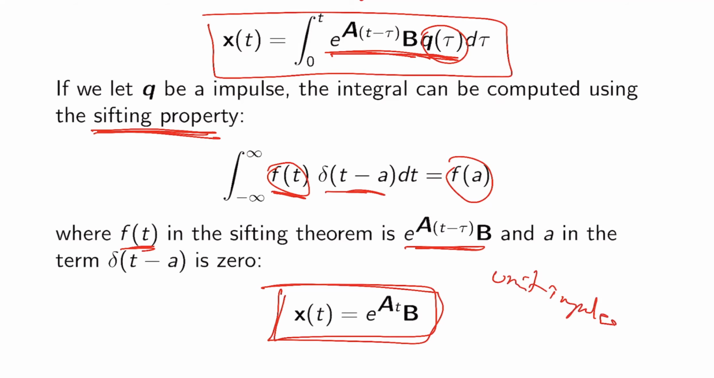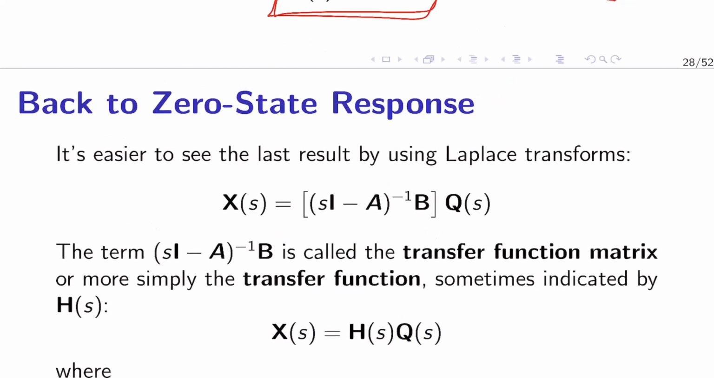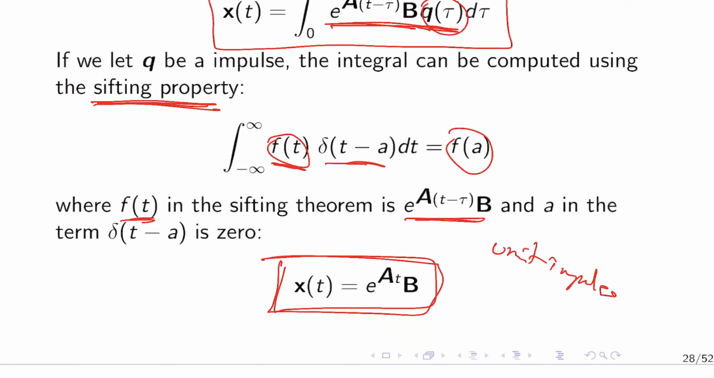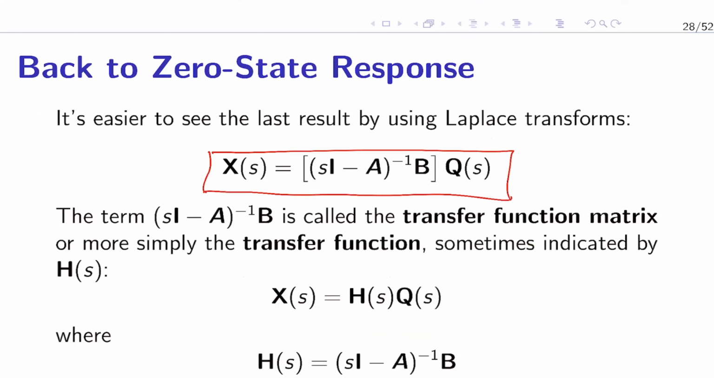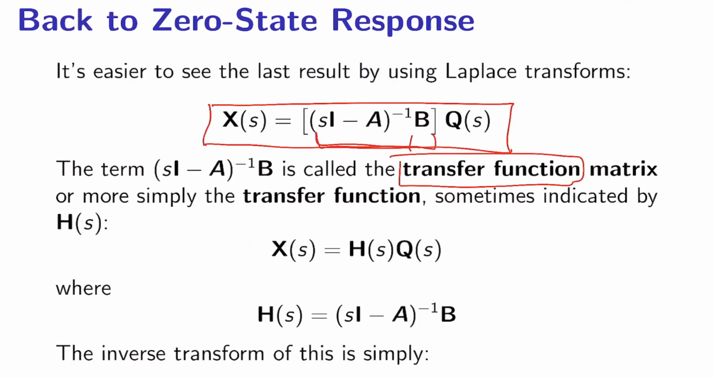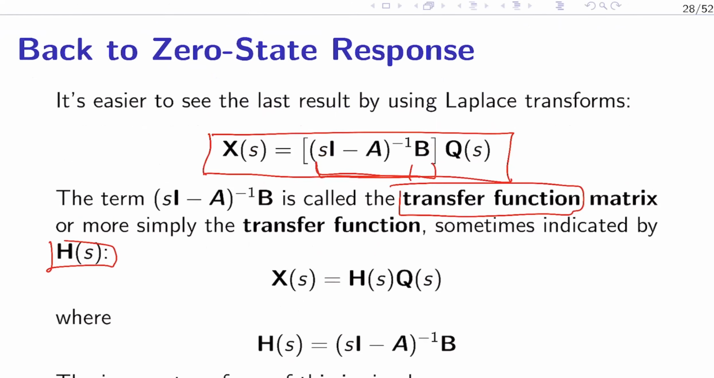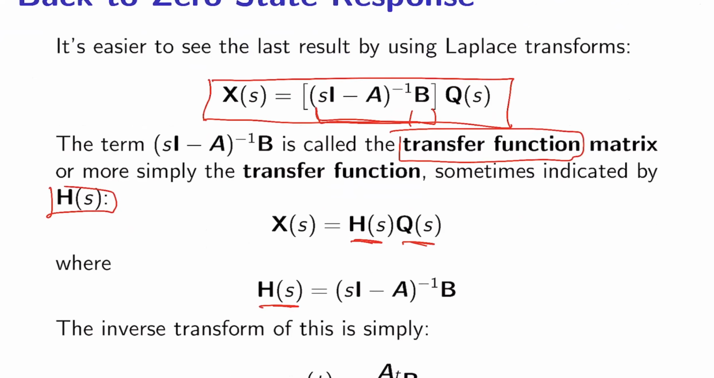Okay, for a unit impulse. All right. So it's easier to see this result in the Laplace domain rather than going through all this shifting property stuff. If I take the Laplace domain for a zero state, there's the resolvent, then there's B and there's Q of S. This whole piece here is the transfer function, indicated by H of S. So effectively, X of S is H of S times Q of S, where H of S is this.